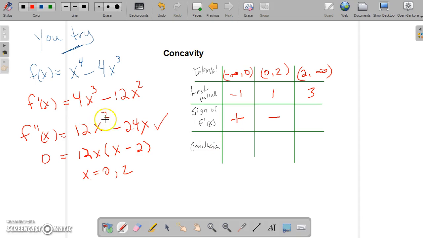When I put 3 in here, I'm squaring 3, that's 9. 9 times 12 is a bigger number than 24 times 3, so this is going to be positive again. If this is positive, that means concave up in this interval, concave down in this interval, and concave up from 2 to infinity. Okay, hopefully you got that answer, and you'll be able to try some of these on your own.